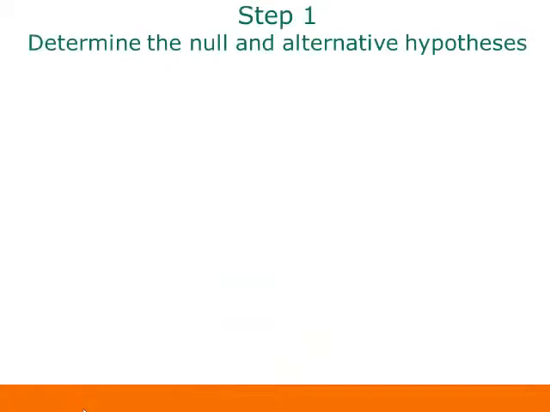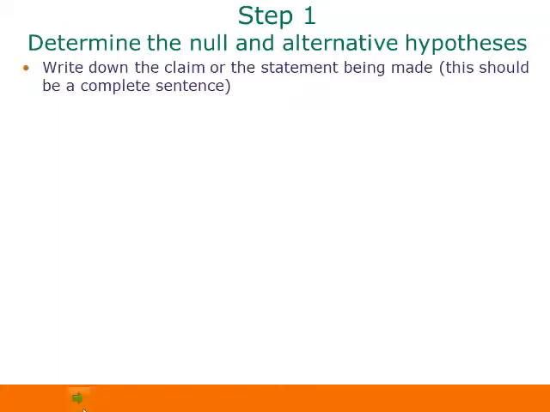So let's look at the different steps of our hypothesis test. These are the same steps that we've talked about before, just we're going to look specifically at how it works for independent samples and testing means. So our step 1 is still to determine our null and alternative hypothesis. And we want to start by writing down the claim or the statement.